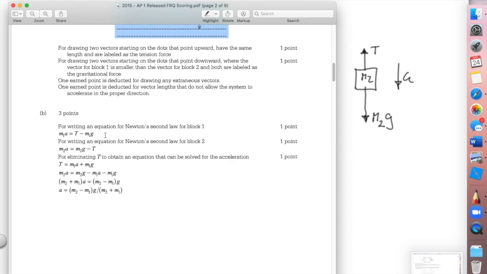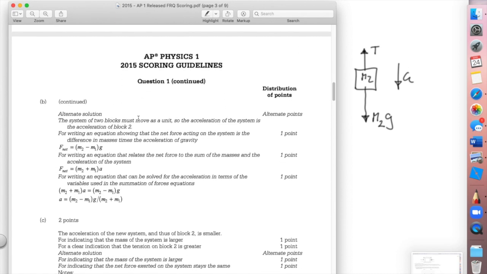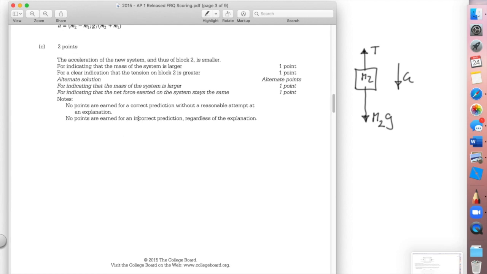Okay. Here is their solution for part B, which is where we're solving for the acceleration. So basically we're summing forces. You have to sum forces for block 1, you get a point. Sum forces for block 2, you get a point. And then combining the 2 equations to eliminate T. For the third question, the acceleration will be smaller. So the first point is for indicating the mass of the system is larger, and then for mentioning that the tension on block 2 is greater. So I think we hit all those.